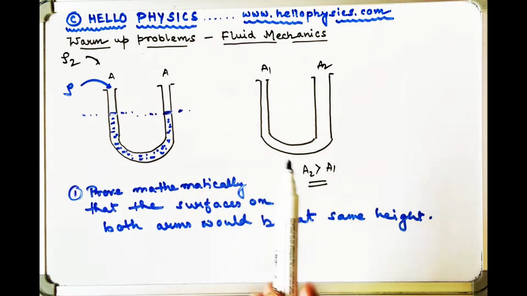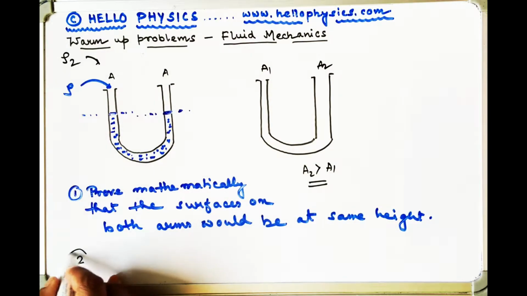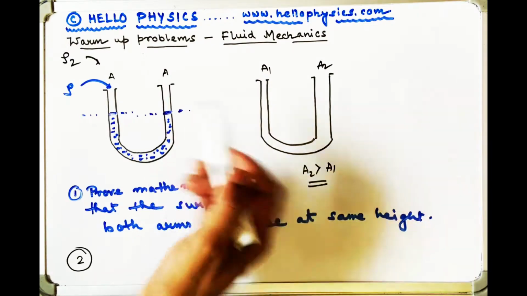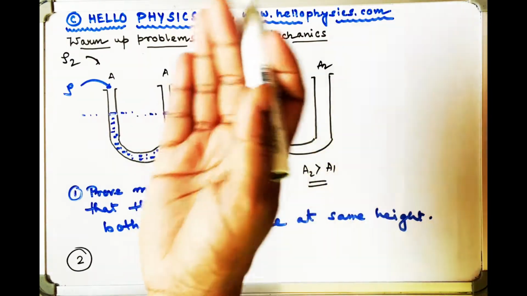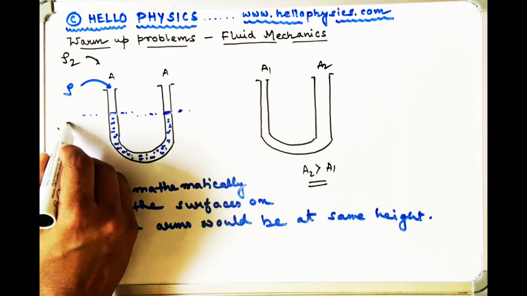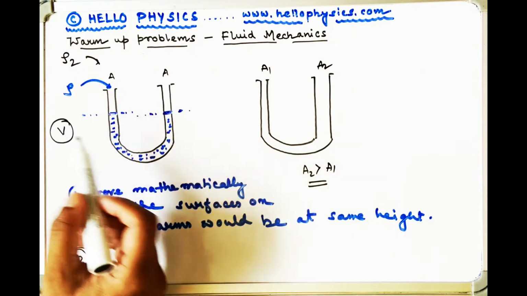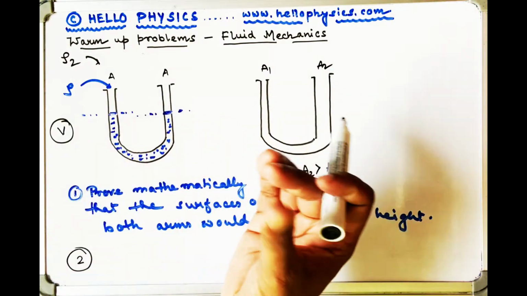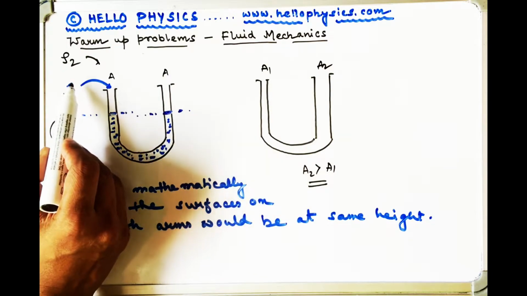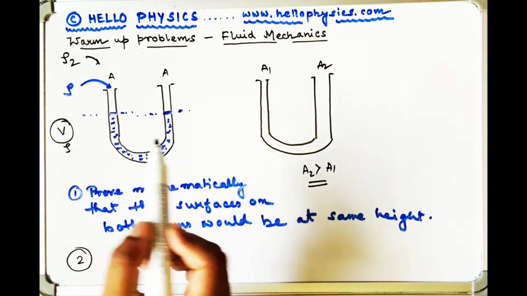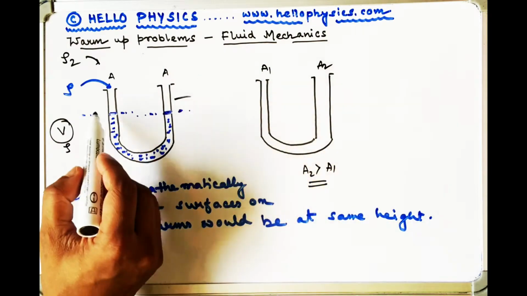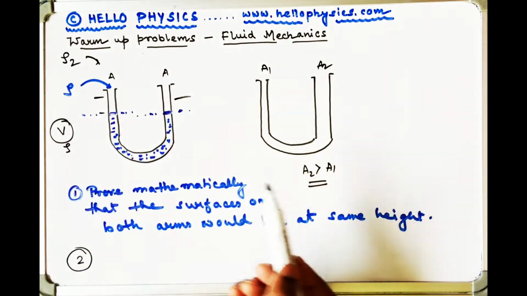Okay? Once you have proved this, you have another question for you. Let's say the liquid has settled down. Then you decide to pour some more of this same liquid. So you take, let's say, V. V is the volume of the liquid. Let's say you take some additional V volume of liquid, the same liquid which has a density of rho, and you pour into this arm once again. What would happen? This surface would rise, this surface would also rise.